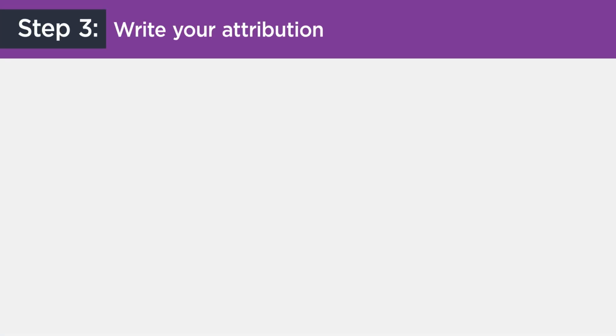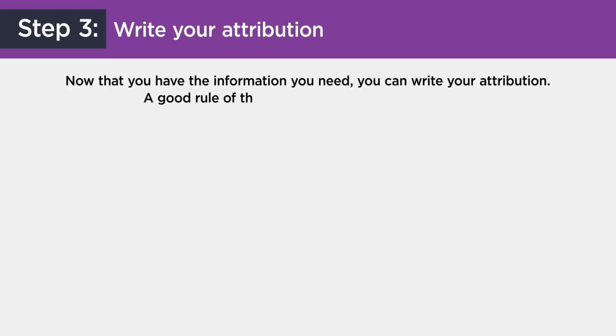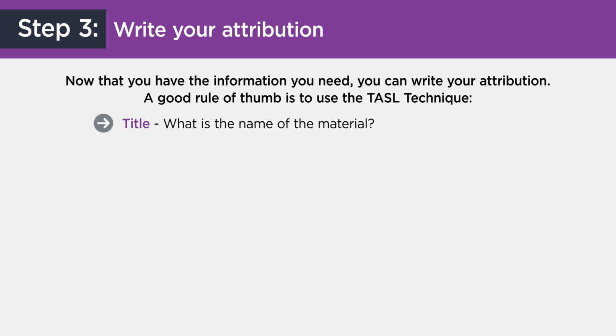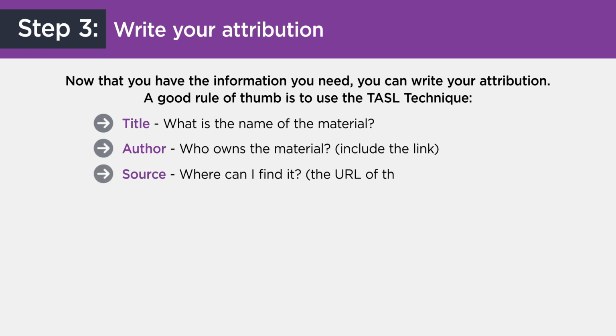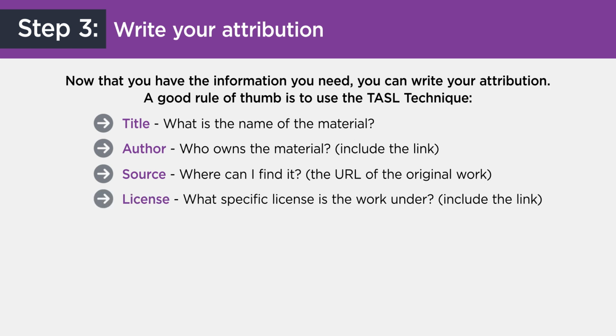Step 3. Write your attribution. Now that you have the information you need, you can write your attribution. A good rule of thumb is to use the TASL technique. Title: what is the name of the material? Author: who owns the material? Include the link. Source: where can I find it? The URL of the original work. License: what specific license is the work under?